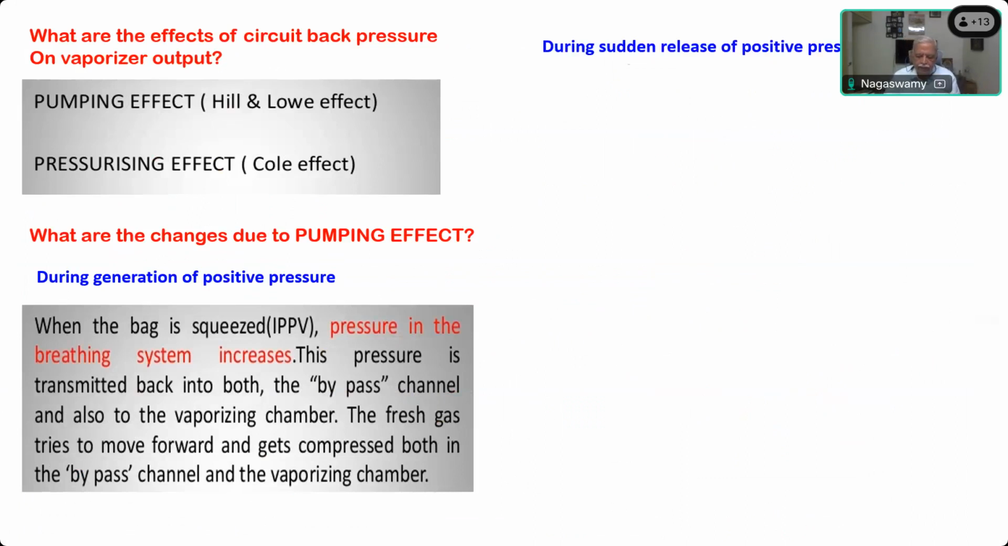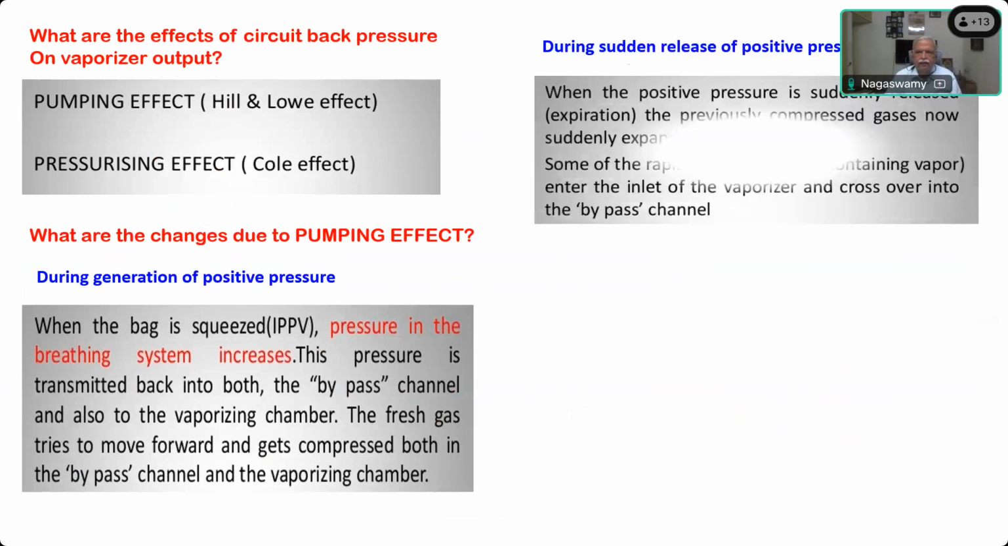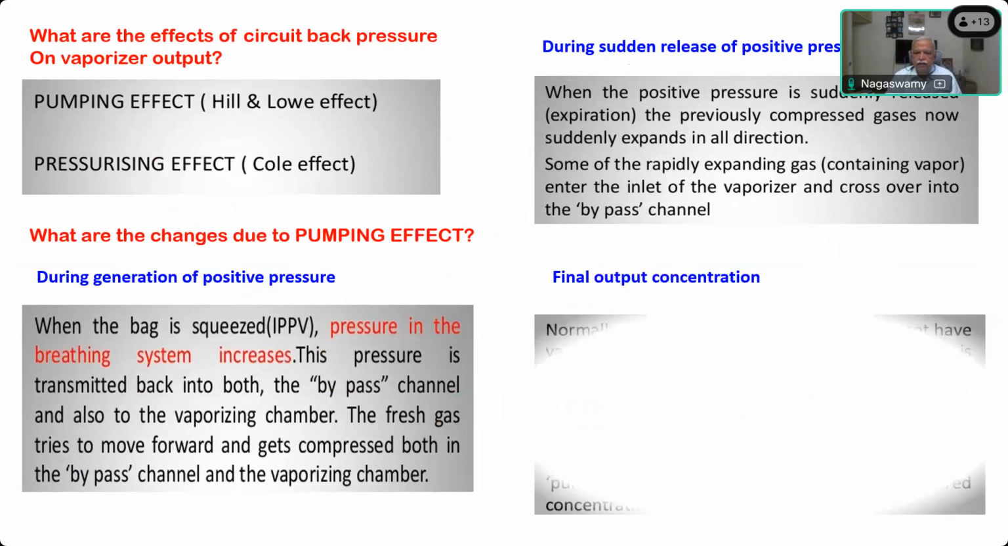When you release the bag pressure, what happens? When the positive pressure is suddenly released during expiration, the previously compressed gases suddenly expand in all directions, and some of those rapidly expanding gases enter the inlet of the vaporizer and cross over to the bypass channel, and then they also affect the final output concentration.